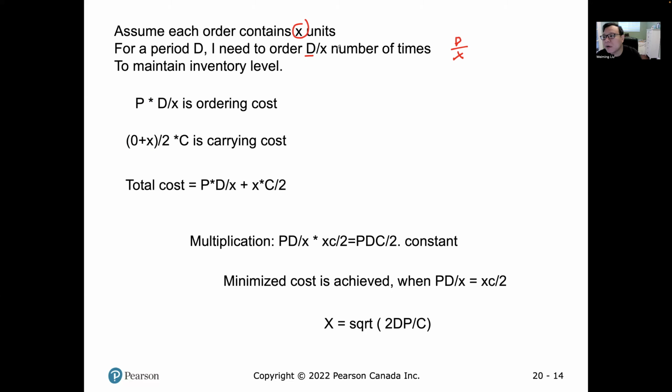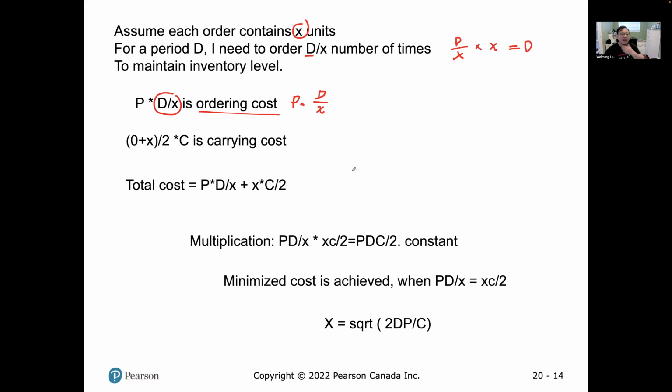So the number of times ordering is D over X. Each time you order X, so in total you order D, that's for your demand. So what's the ordering cost? The number of orders is D over X, and the cost per order is P. So I have P times D divided by X. This is my ordering cost.